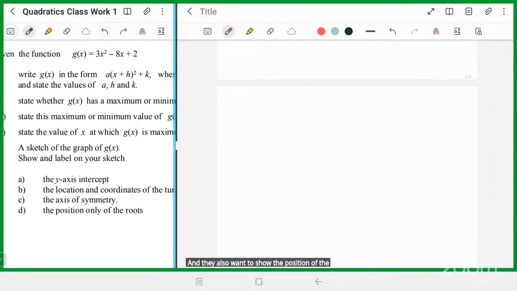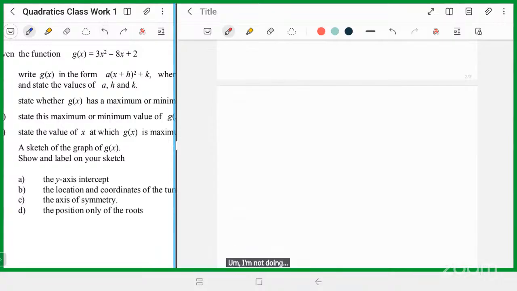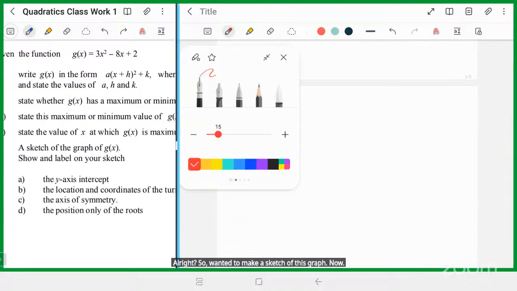And why I would say position only is because we have not yet done the portion of quadratics where we're calculating the values of the roots. All right. So we want to make a sketch of this graph. Now, there are critical things about this graph that we must show.